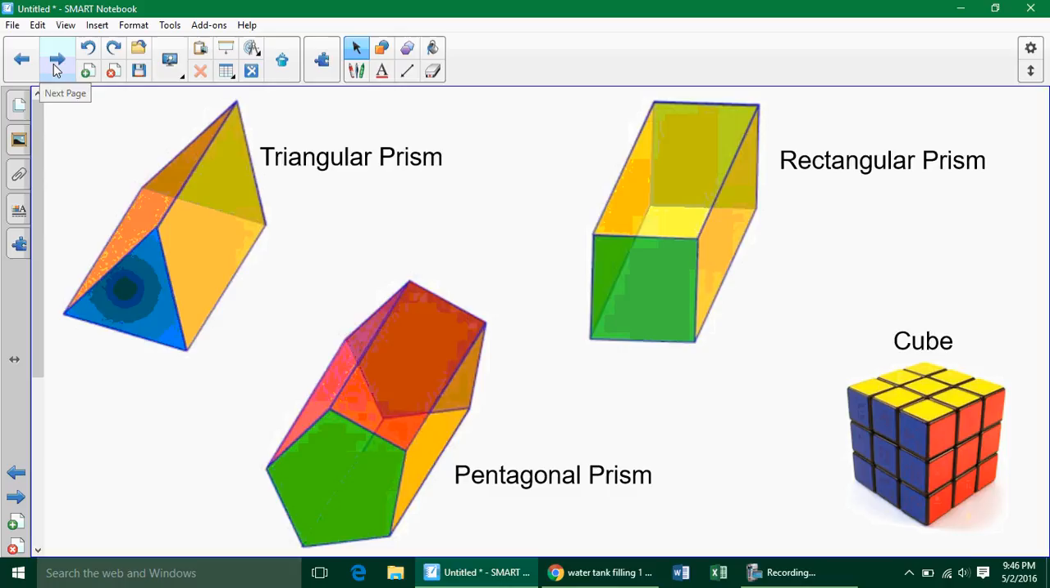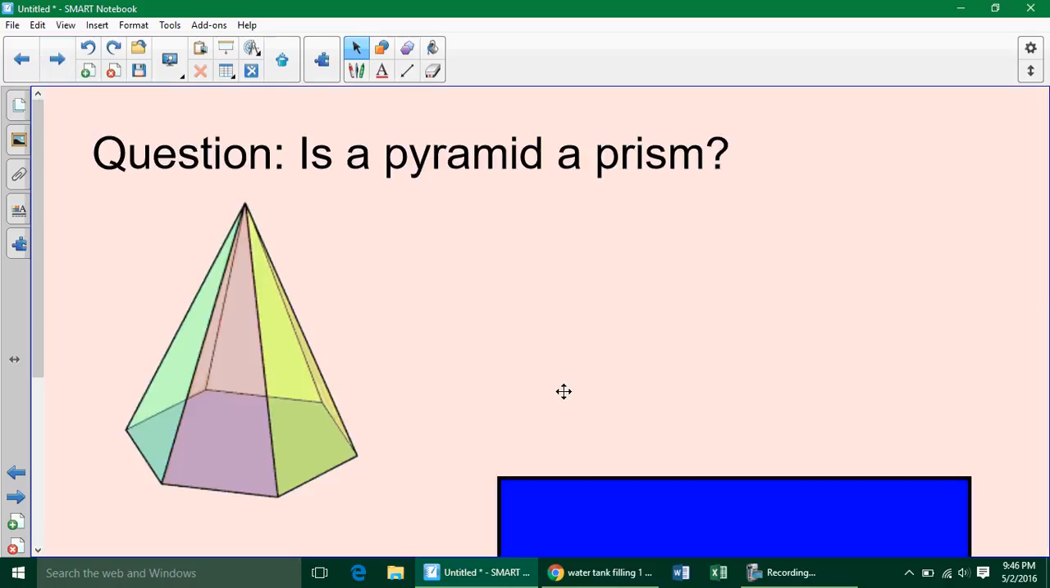I do have a question for you. So, is a pyramid a prism? What I want you to do is I want you to pause the video, take 30 seconds, and think about this question. You can use your notes that you just took, and you can think about the images that I just showed you. Okay, so is a pyramid a prism? Pause the video, take 30 seconds, see what you can come up with.